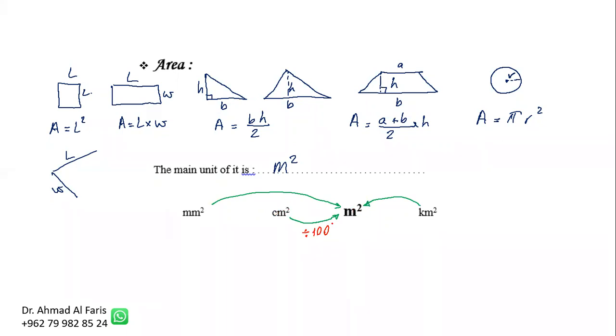That means I'll divide by 100 what? Squared. The same thing, from millimeter squared to meter squared, I'll divide by how much? By 1,000 squared, which is a million. 100 squared is 10,000. 1,000 squared, it's divided by a million. To convert from kilometer squared to meter squared, I will multiply by how much? By 1,000 squared, and so on. Okay?